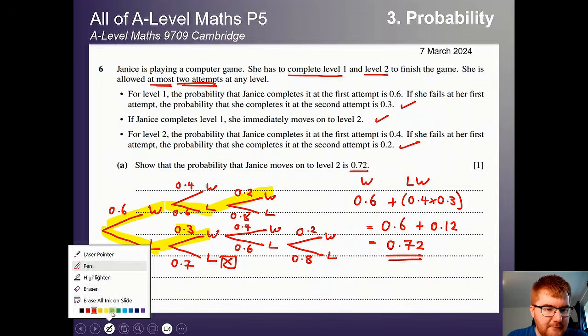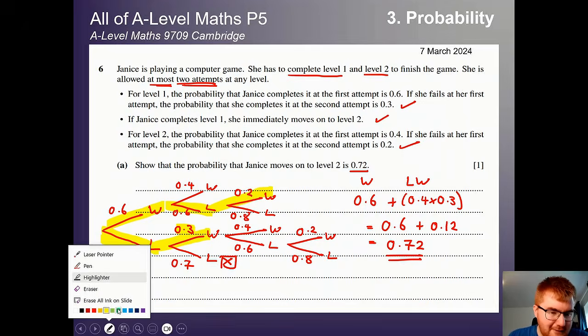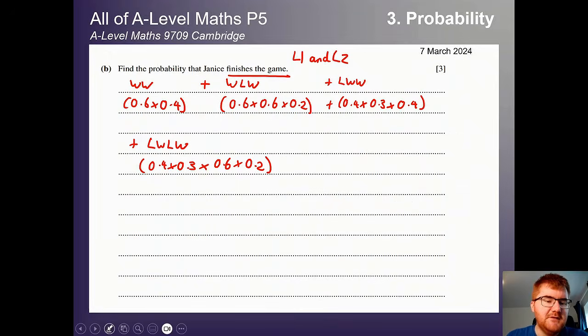If you're wondering where those numbers are coming from, let's get the highlighter out, different color this time. Let's go with pale green. So I'm going through, that's not pale green, that's definitely a yellow. Here we are. So lose, and then we win into level 2, and then lose, and then win. And then we finish level 2 there. So this is where these numbers are coming from. So we've got all the situations where she finishes the game. At this point, all we just need to do is add these together.